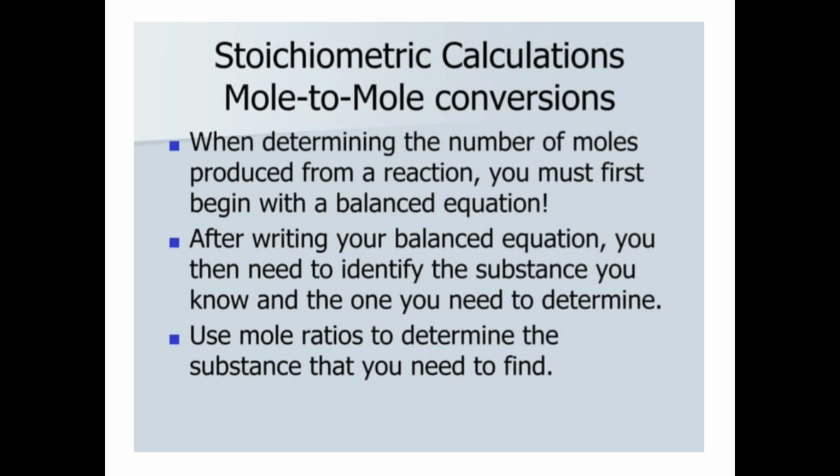Now, after you have written your balanced equation, you need to identify the substances you know and the ones that you don't know. In typical stoichiometric questions, there is always the known and the unknown. It is the known that you are going to use to find the unknown. They might give you a clue and say 2 moles of this is used to produce oxygen, then find the moles of oxygen. So you are given the known so that you can use it to find the unknown.